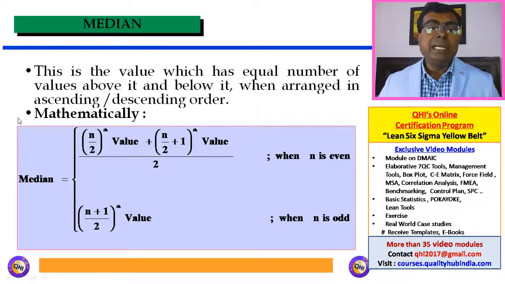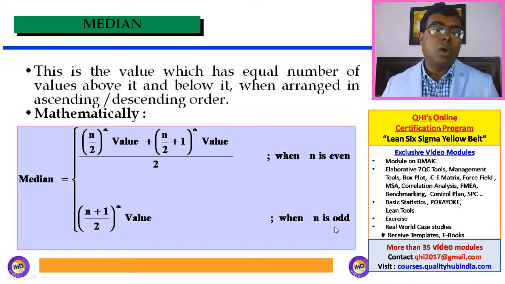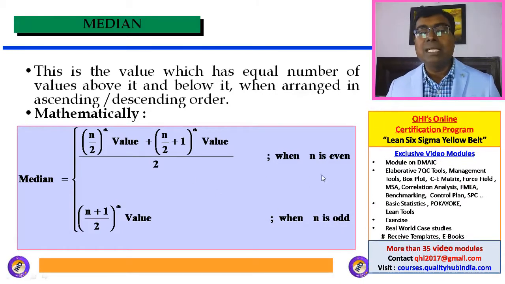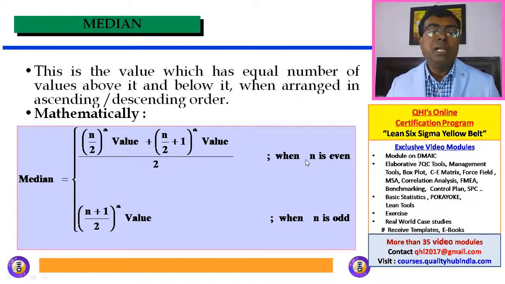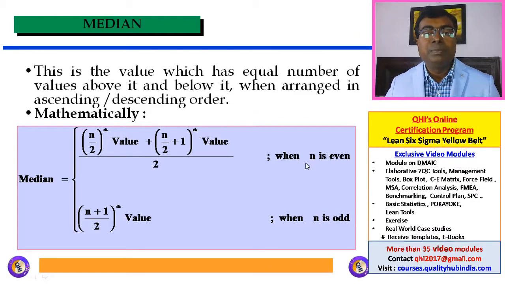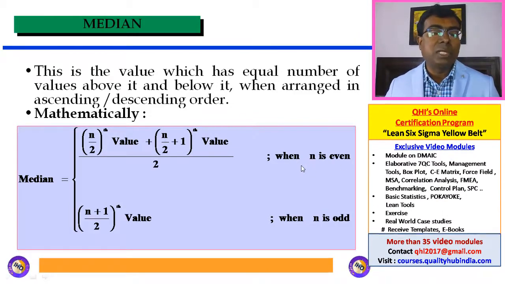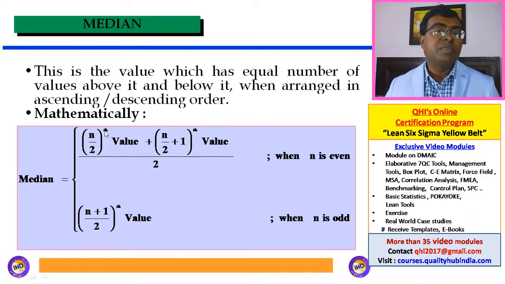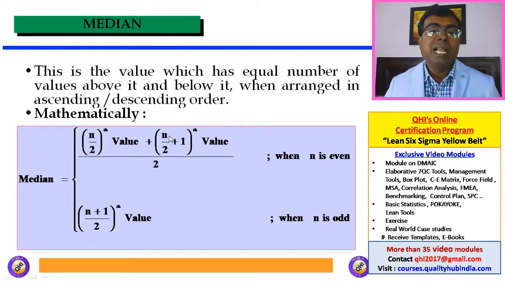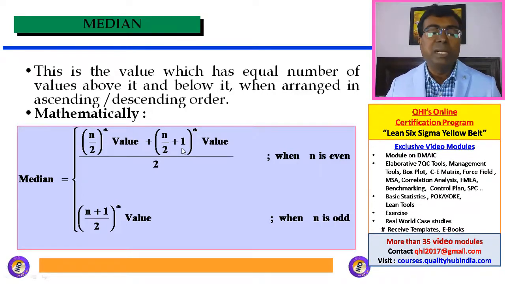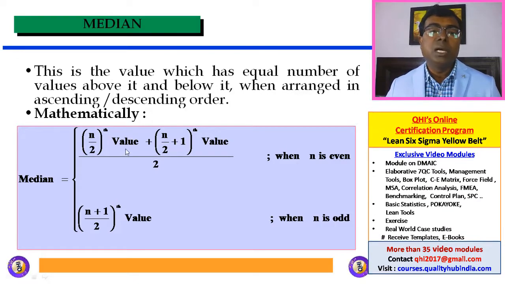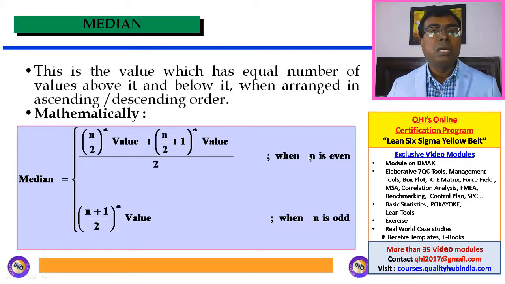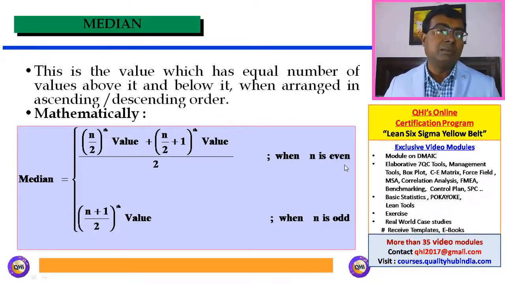Now to calculate the median for even and for odd conditions, we have two formulas. So let's take the first one, that is even number. For example, if I have 10 data points, to calculate the median, the value would be n by 2. That means 10 by 2, that will be the fifth value, plus n by 2 plus 1, that will be the sixth value. That means fifth plus sixth value, and I will divide that by 2. That will be my median for a data set which has even numbers.